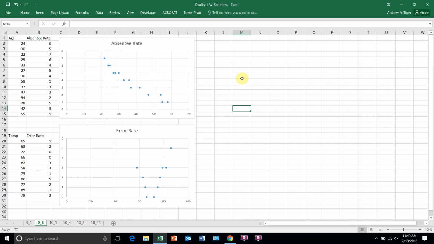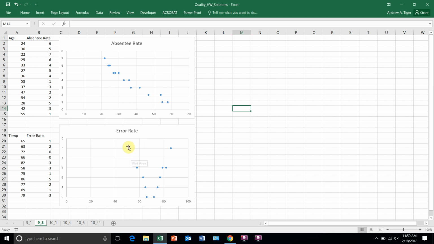Problem 8 out of chapter 9, they wanted you to do the scatter plots. You plotted the age and temperature on the horizontal axis. Those are the things that we think we can control, and the result is some type of, in this case, an absentee rate or an error rate. You can see it's pretty linear. It looks like the absentee rate drops down the older you get.